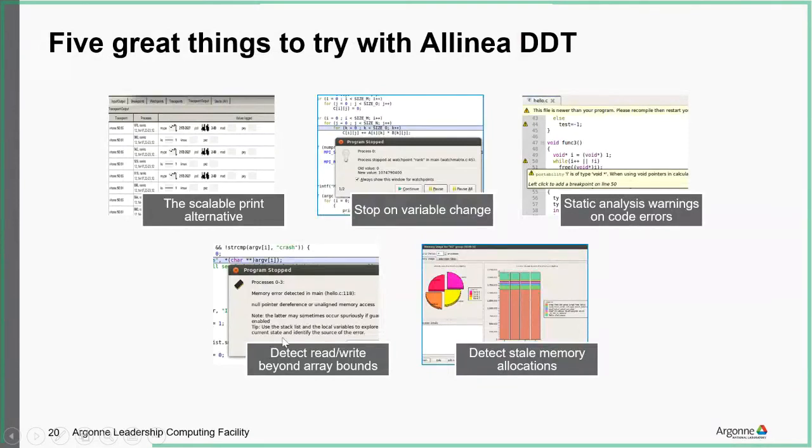Memory debugging, like I had shown, will detect if you access an array that's out of bounds. You can also detect stale memory allocations if you've got some type of memory leak, especially if you put a breakpoint near the end of the code before MPI_Finalize. You can see what is still allocated in memory, and then go to the line of code where that memory was allocated.